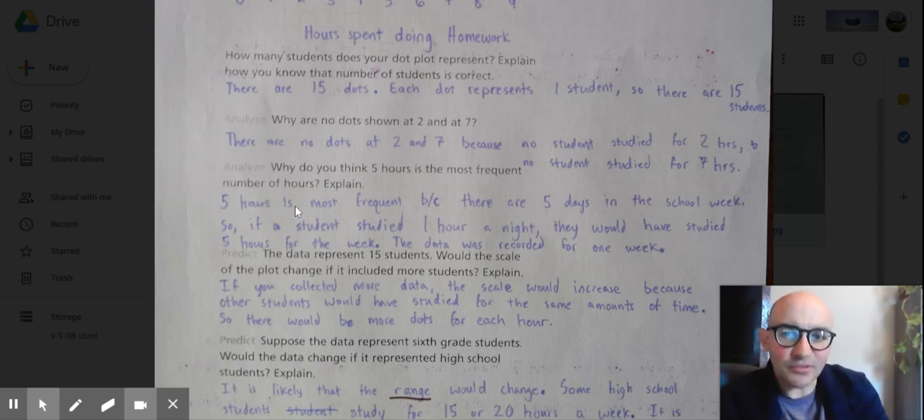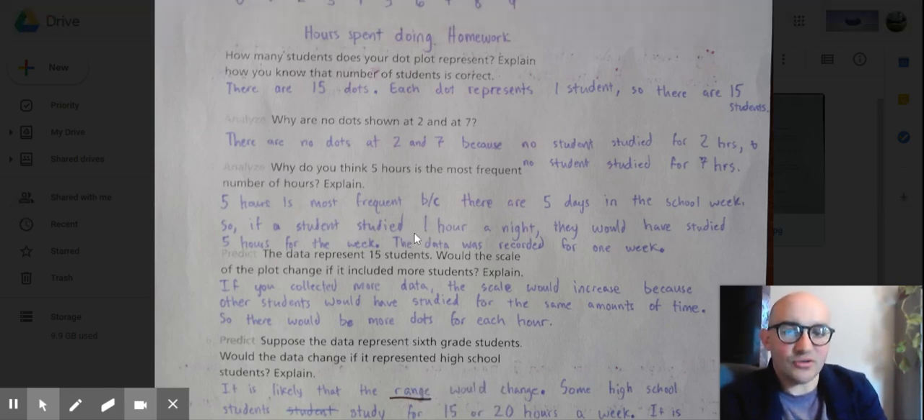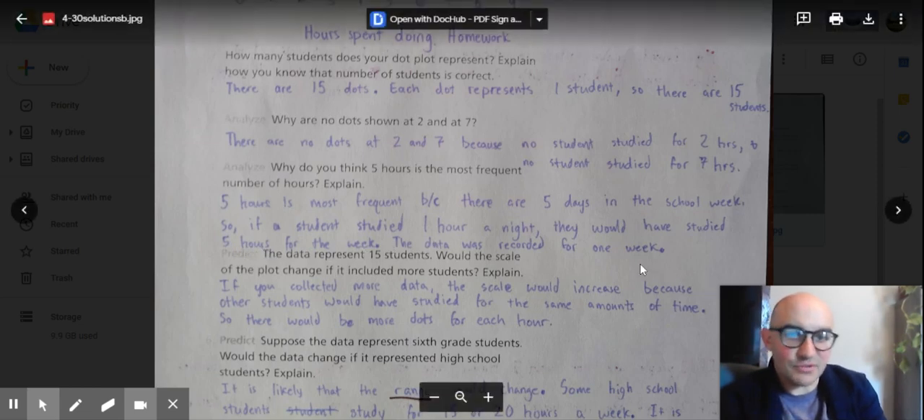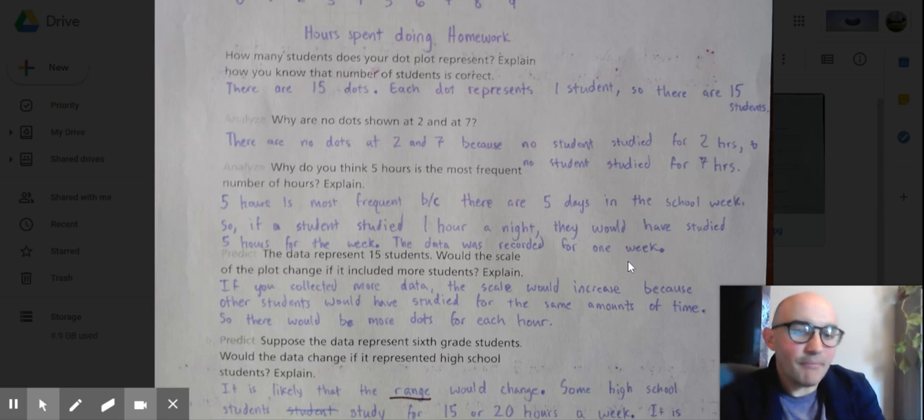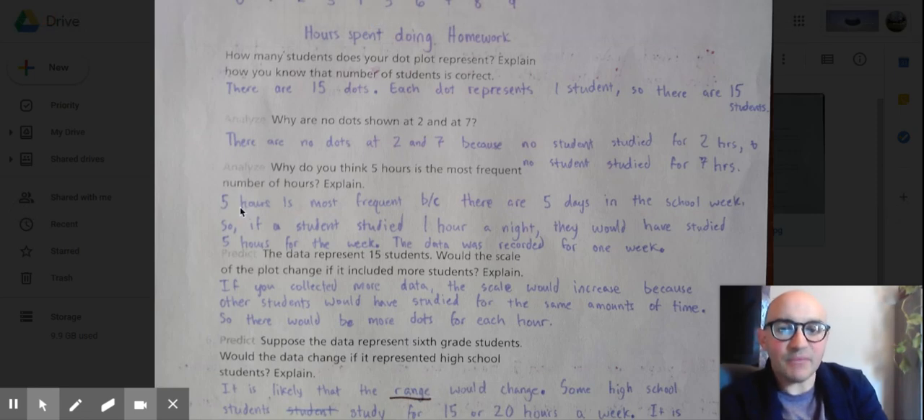What I came up with is that 5 is probably the most frequent because there are 5 days in the school week. This is about people doing homework. Maybe a student studies 1 hour a night, and so after 5 nights, they would have studied 5 hours for the week. Of course, the data was recorded for 1 week. So that's my rationale. Yours might be a little bit different. But the whole point is to get you to think about the data, and why this particular data would make sense.